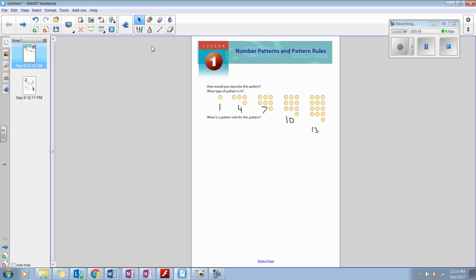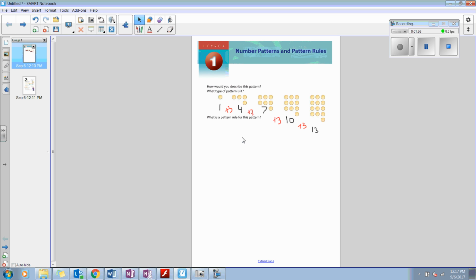What I want to look at is how much this pattern is increasing by each time. So if I go from 1 to 4, I know that it is increasing by 3. From 4 to 7, it has increased by 3 again. And 7 to 10, it has increased by 3 again. And from 10 to 13, it has increased by 3 again. So I now know that this pattern is an increasing pattern, and it increases by 3 each time.